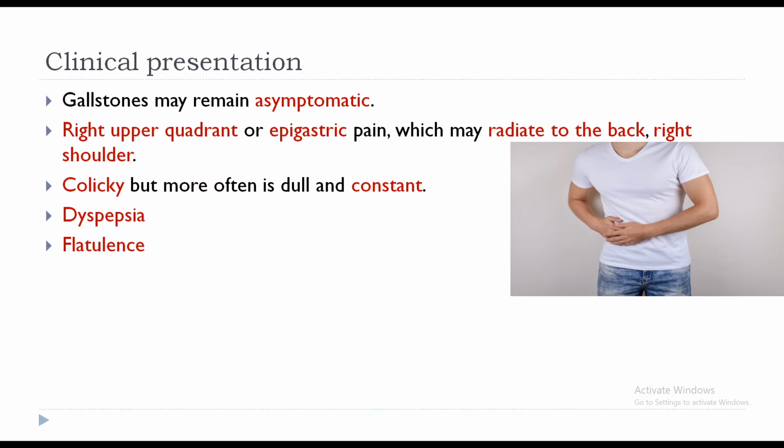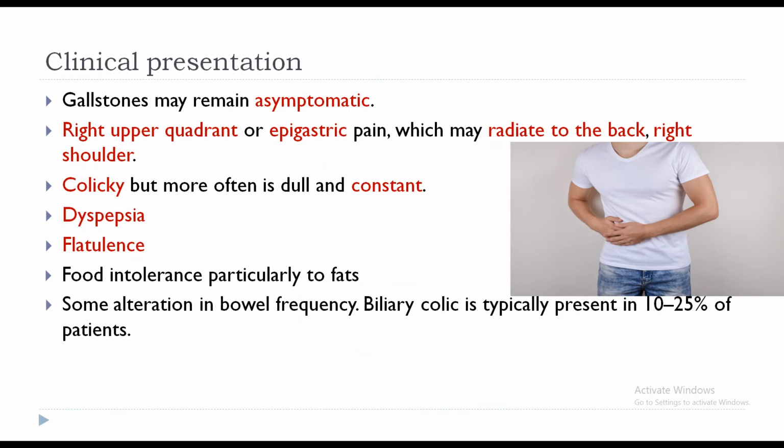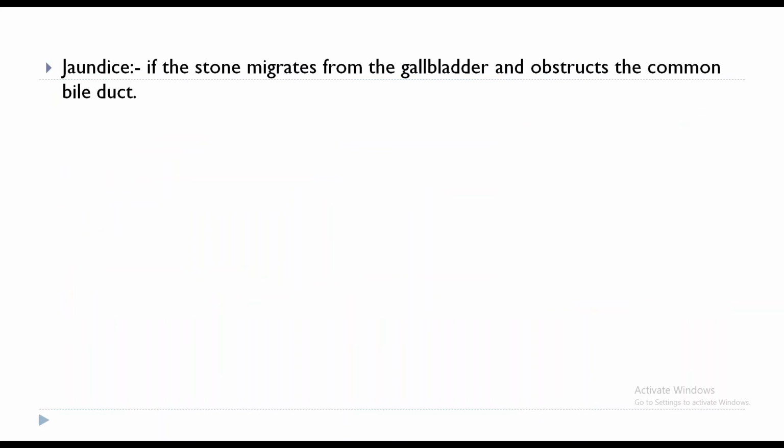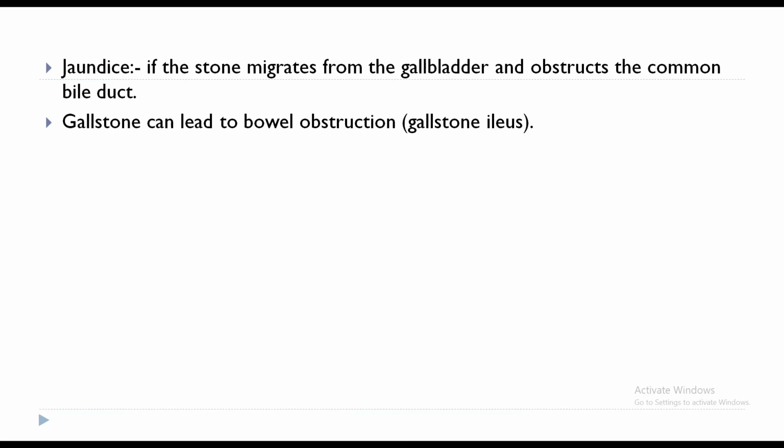Dyspepsia can be a symptom. Flatulence also can be a symptom. Food intolerance, particularly to fat, may be a symptom. Sometimes bowel frequency alteration is there, and biliary colic is typically present in only 10 to 15% of the patients. Now, jaundice can be there if the stone migrates from the gallbladder and obstructs the CBD.